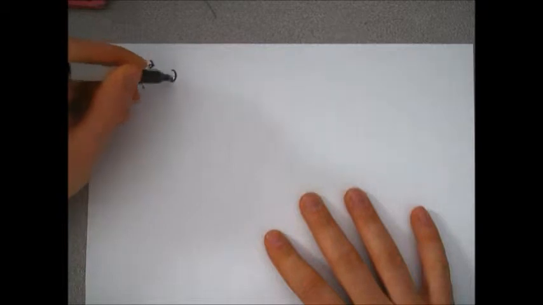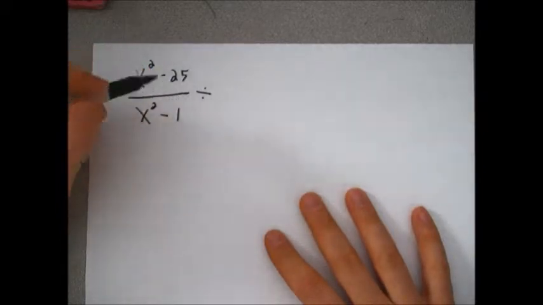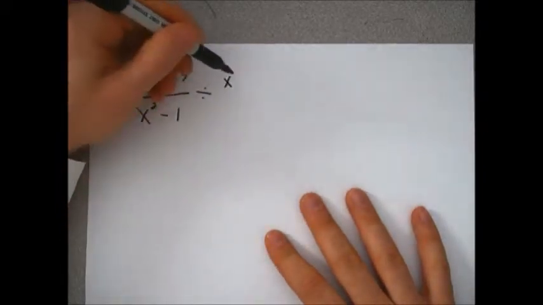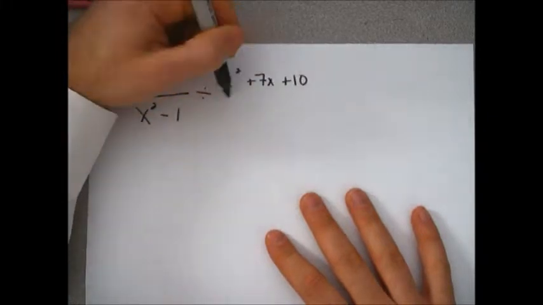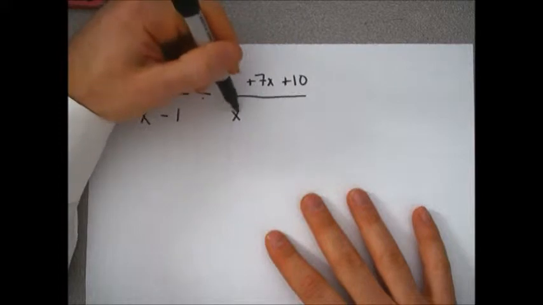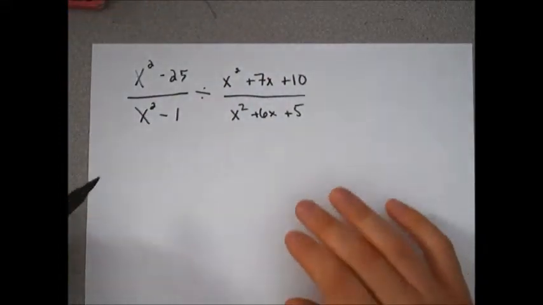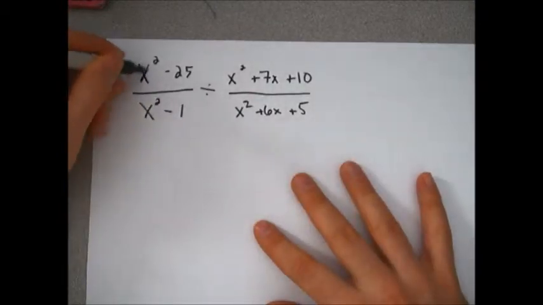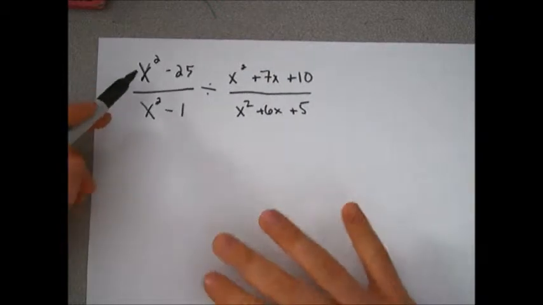Okay, for the next one, we're going to look at a division problem. Let's say we have (x squared minus 25) over (x squared minus 1) divided by (x squared plus 7x plus 10) over (x squared plus 6x plus 5). Division means we're going to take this second one, flip it, and turn it into a multiplication. So we need to also factor.